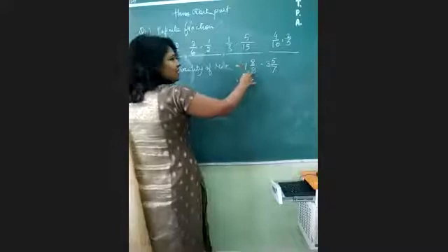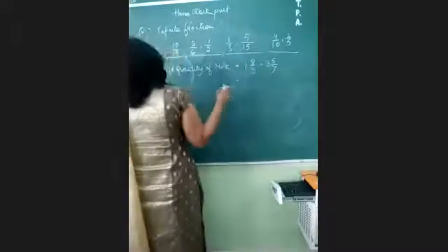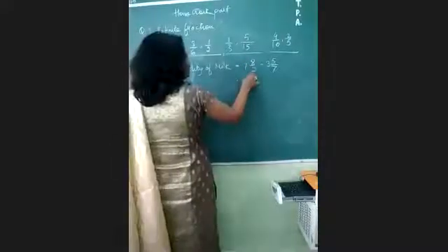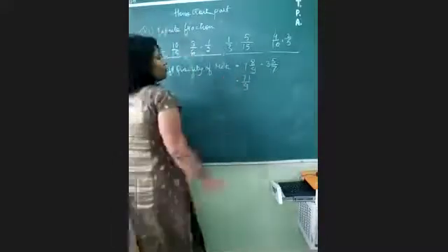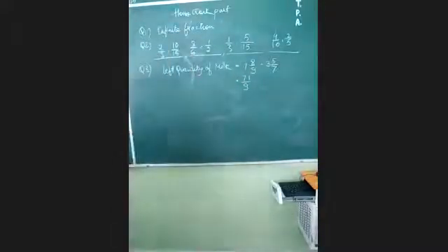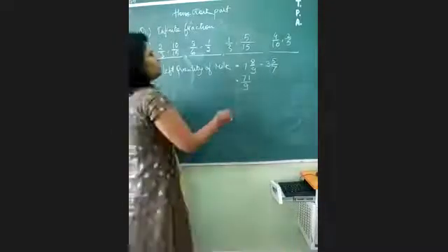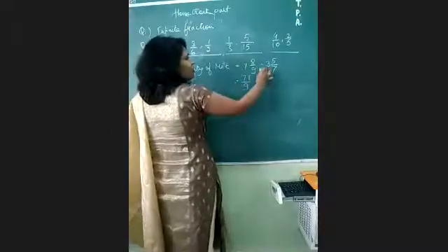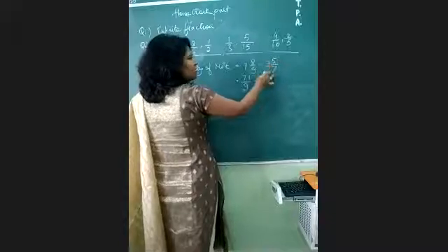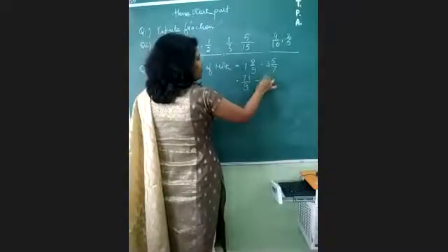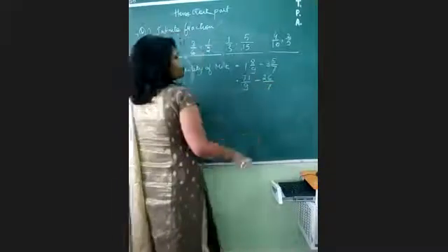7 9s are 63. 63 and 8, when you do it, will give you 71 upon 9. Do you agree? It will give you 71 upon 9. Yes or no? Yes, ma'am. Okay. Now when you solve this one, it will give you 7 3s are 21, 21 plus 26 by 7.